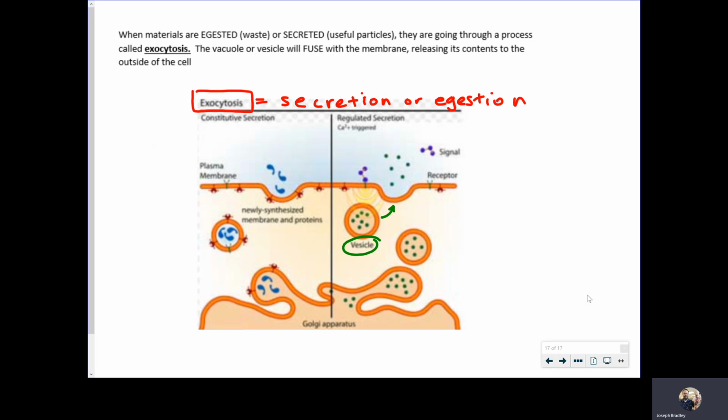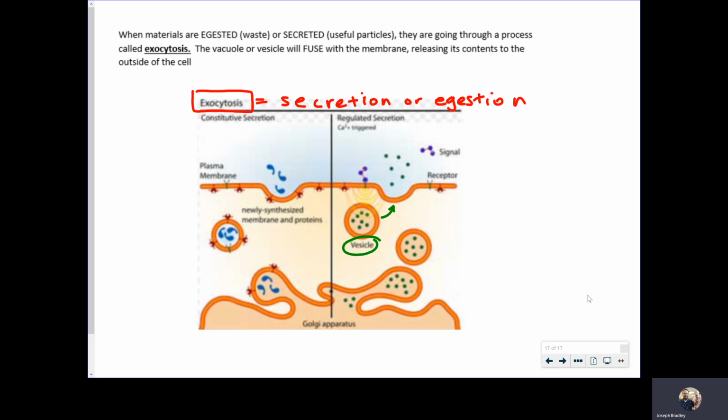Finally, you have exocytosis. Exocytosis is where vesicles fuse with the membrane and then release their contents. We've illustrated this before and called it secretion or egestion, but the fancy word for it is exocytosis. You should be familiar with the illustration; now we're just adding a new word, exocytosis.